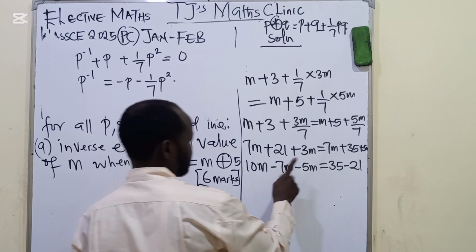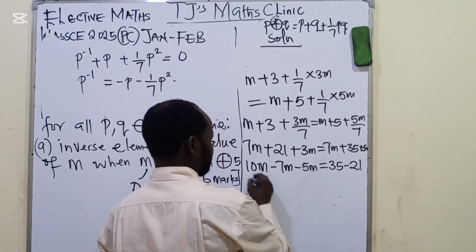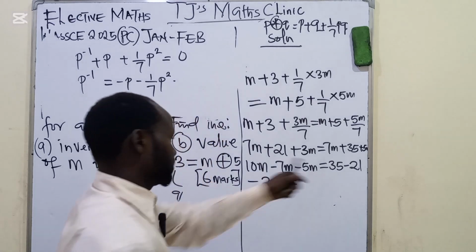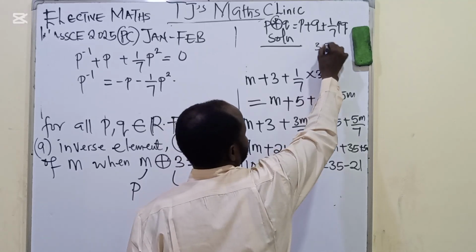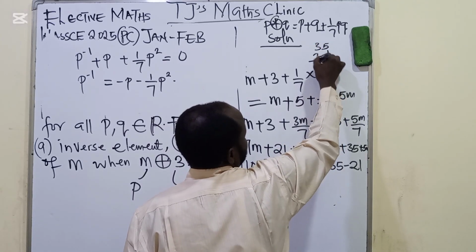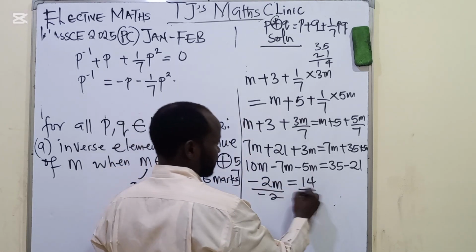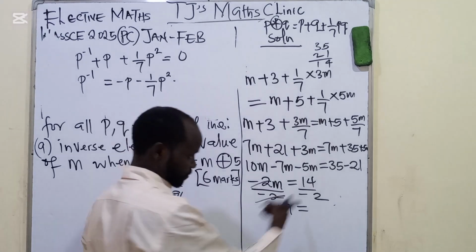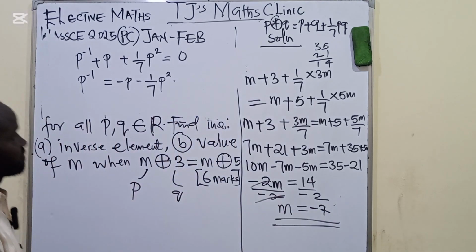3M minus 8 minus 5, that will be minus 2M, will now be equal to 35 minus 21. Let's do it. 35 minus 21, that's 14. Divide both sides by minus 2. M now will be equal to 14 divided by minus 2. That will be minus 7. So this will be the value of M.